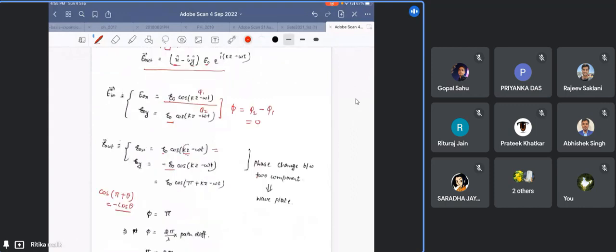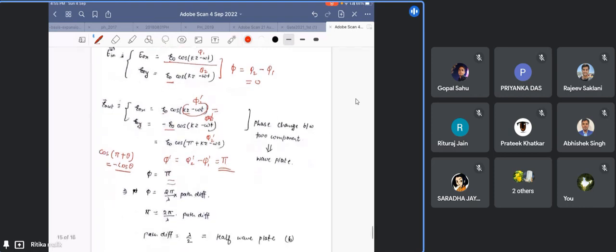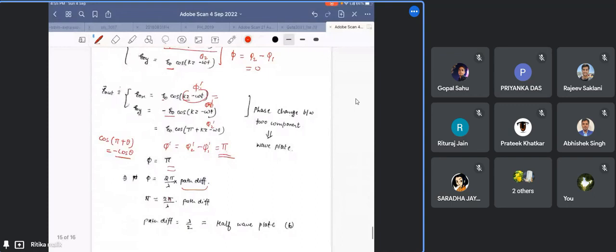But here, if you look at the phase, this phase is phi 1 dash, and this is phi 2 dash. Then phi 2 dash minus phi 1 dash is pi. This means the optical element is such that it introduces a phase of pi, from which we can calculate the path difference introduced by this element using phase equals 2 pi by lambda into path difference, and the path difference turns out to be lambda by 2. That means it is a half wave plate.